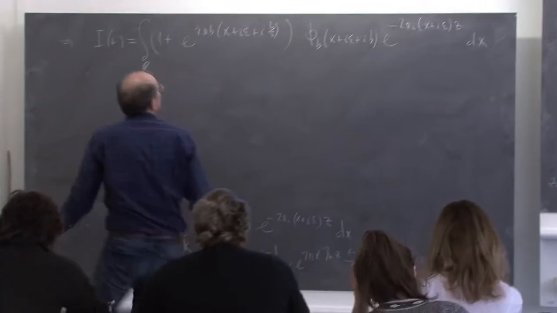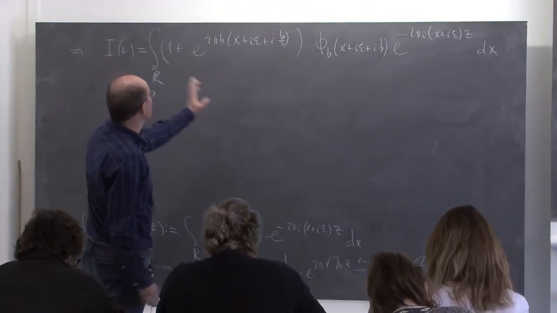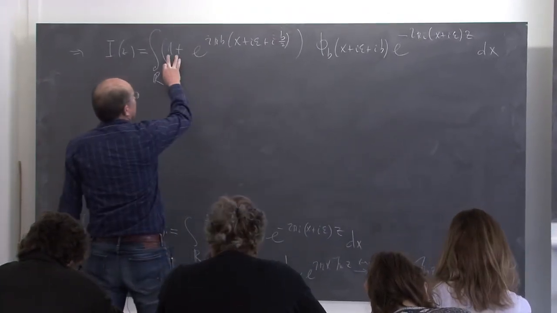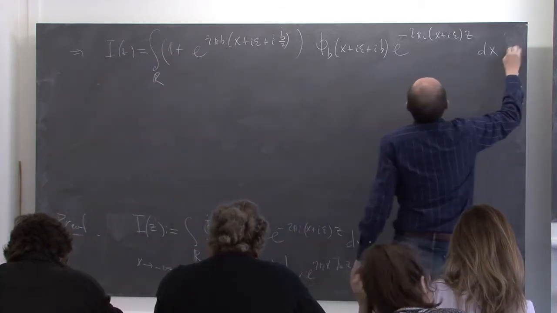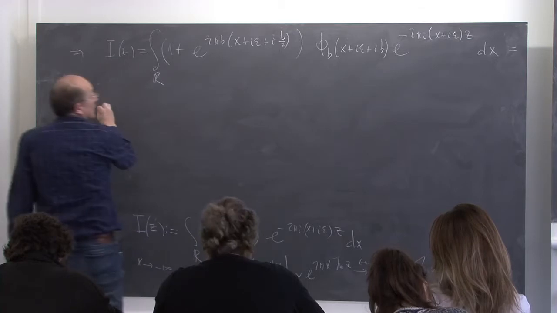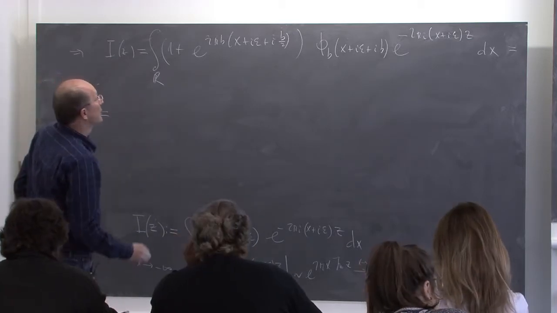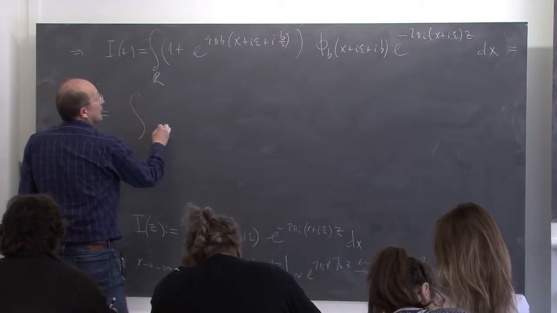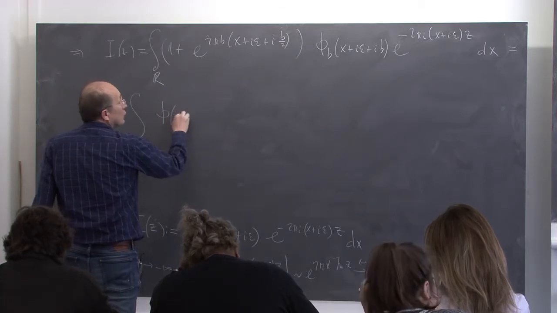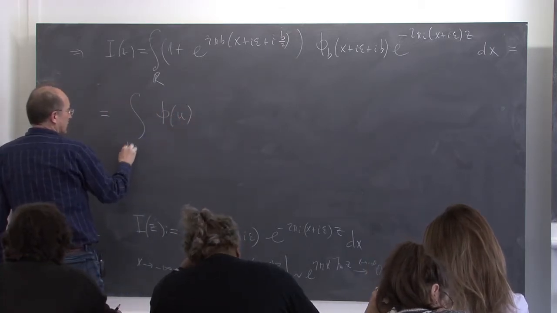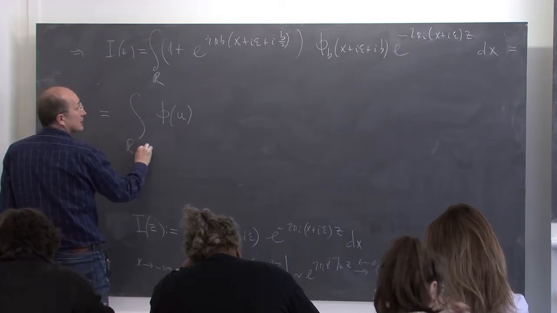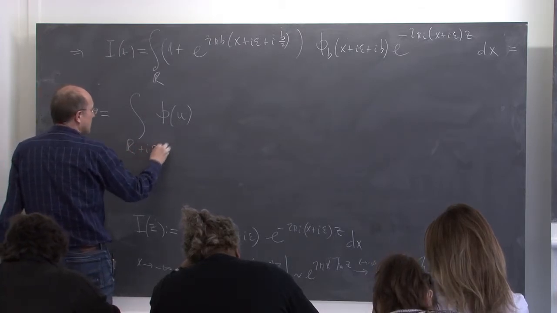Okay, but let us just proceed by integrating term-wise. So we have a sum of two terms here. So the first term becomes what? The first term is the integral of phi of u, where u lives in the real line plus i epsilon plus ib.